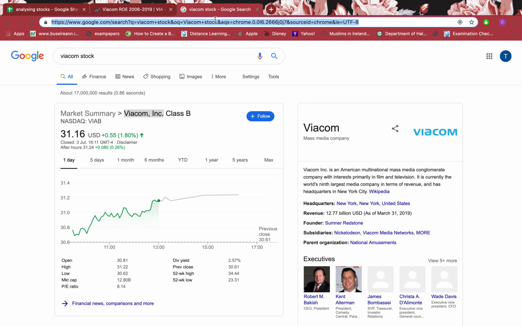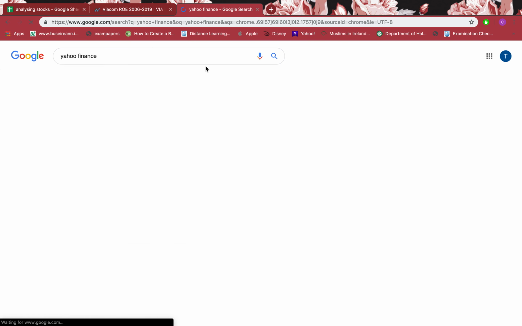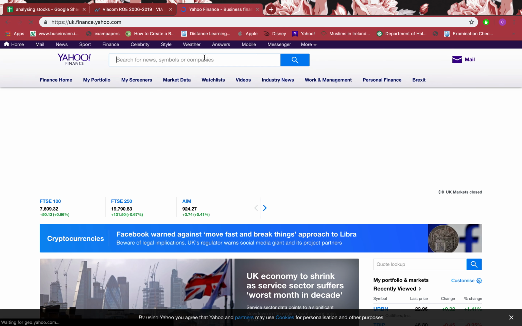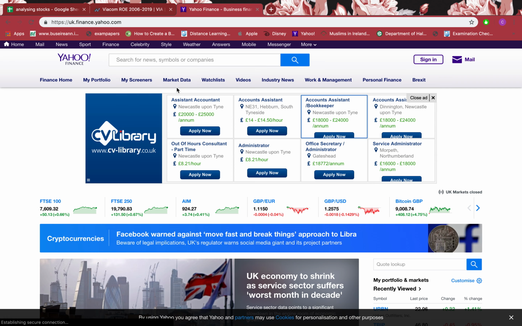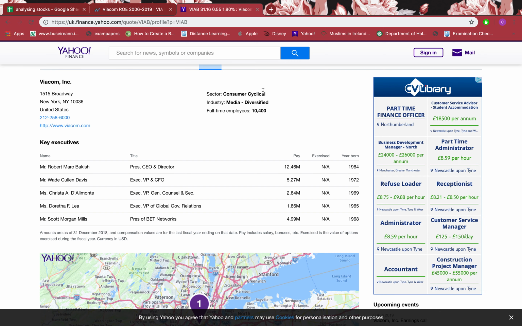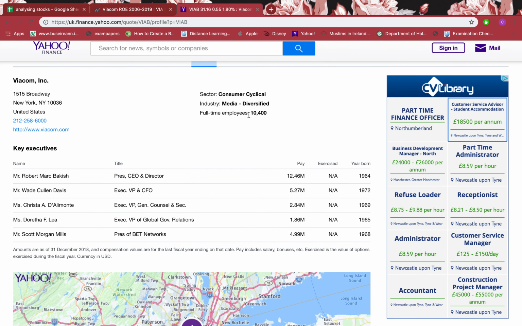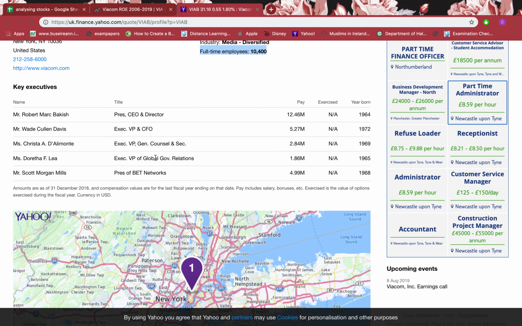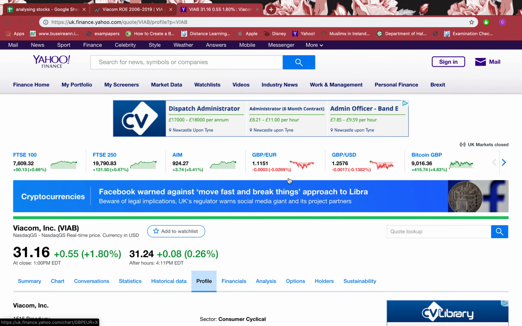And lastly, I just go to Yahoo Finance, I just want to show you who the key executives are, and what they are earning. I'll just go to profile and I'll show you the sector: consumer cyclical, industry is media diversified, full-time employees are 10,400. And if you see, there are five executives and their title and their salary. So each of them has their salary shown, the firm has shown. So it means that the more information the firm shows, the more transparent it is, the better, the more trustable it appears to be. So they have all the salaries shown, which is very good. It gives a good image of the firm.